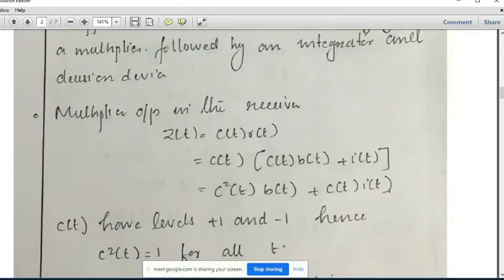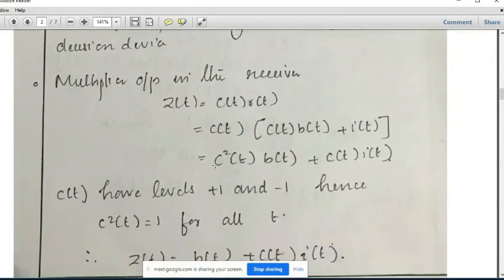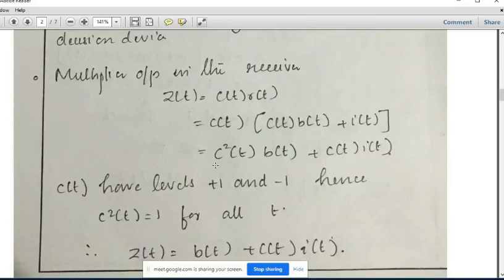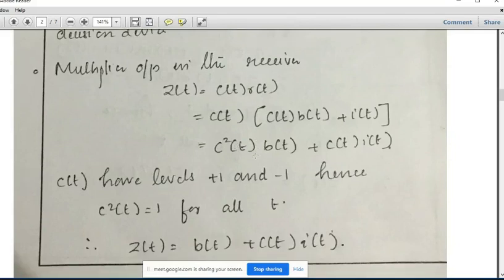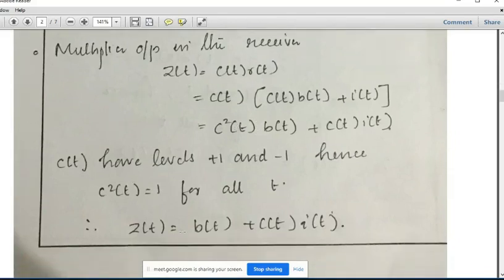C of t can have level either +1 or -1, and hence C square t is equal to 1 for all values of t. So substituting the C square t value equal to 1, our new Z of t is equal to B of t plus C of t into I of t.